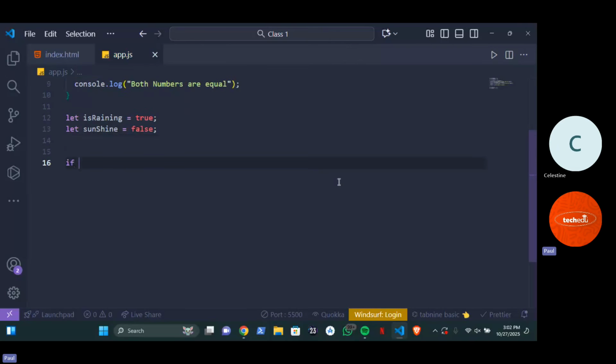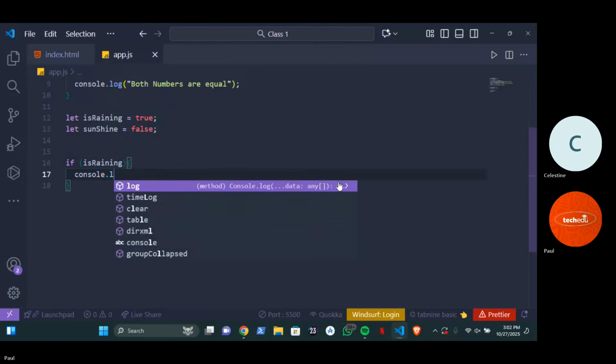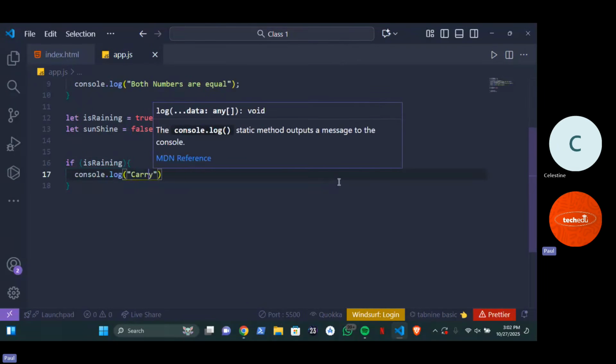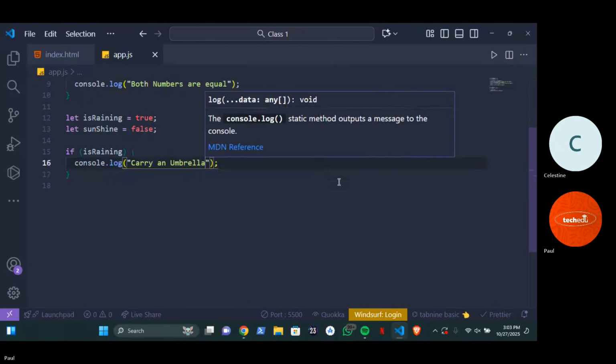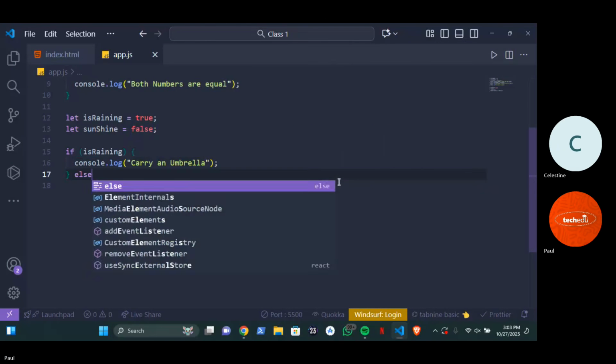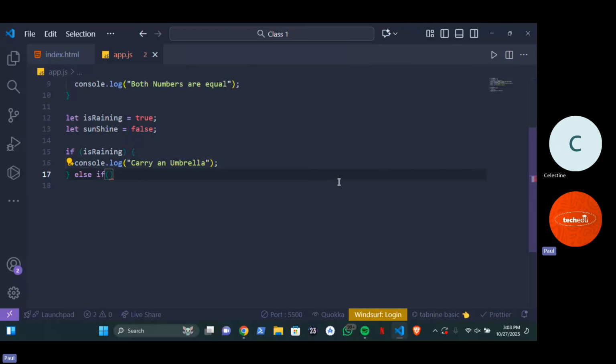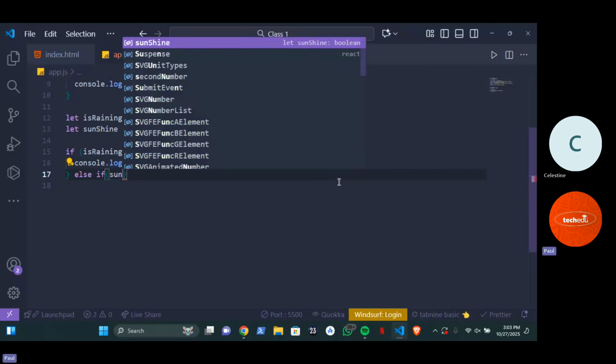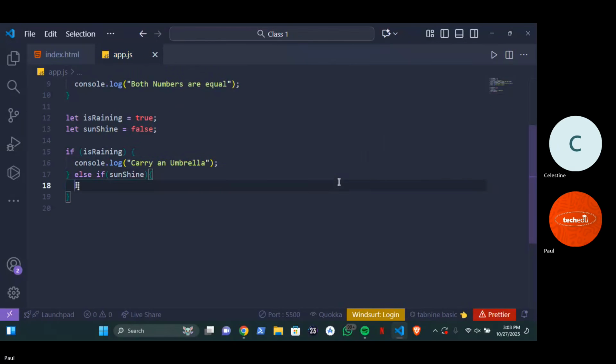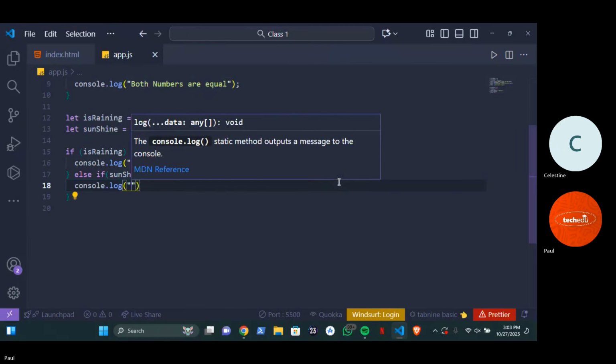Now let us say if it is actually raining, what do you want? You want it to also carry an umbrella. Else, if the condition is sunshine, what do you want? If sunshine is true, what do you want? You want to console log, you don't need an umbrella.